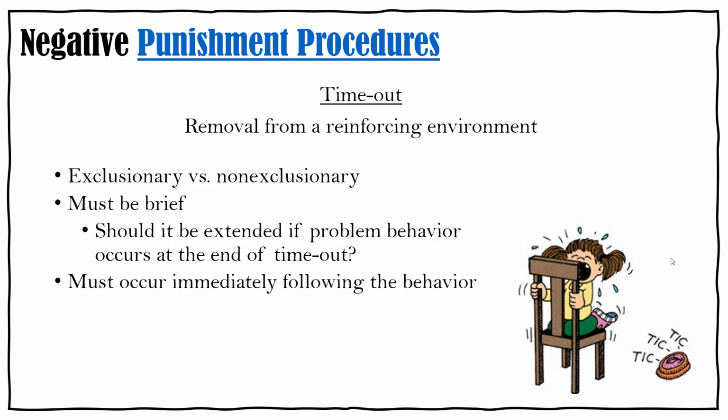Timeout must occur immediately following the behavior. So typically with timeouts, once the kid engages in the behavior, you remove them and they go to timeout. So they learn this contingency between I engaged in this behavior and this is what happens. If you wait to put them in timeout, you may actually be decreasing a behavior. You'll give them time to engage in other behaviors, and you might actually be decreasing a behavior that was not the behavior that you intended to decrease. So they engage in the challenging behavior, and immediately they go to timeout.